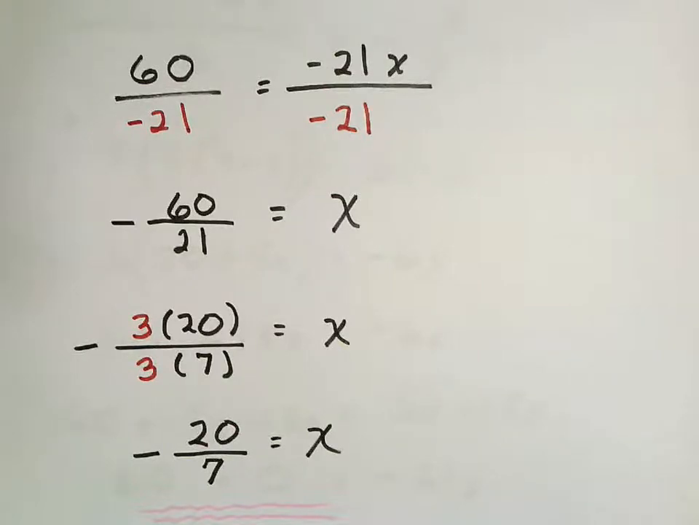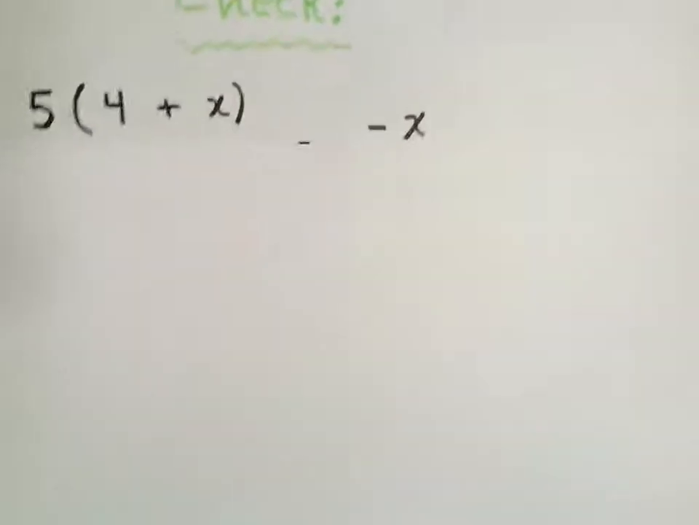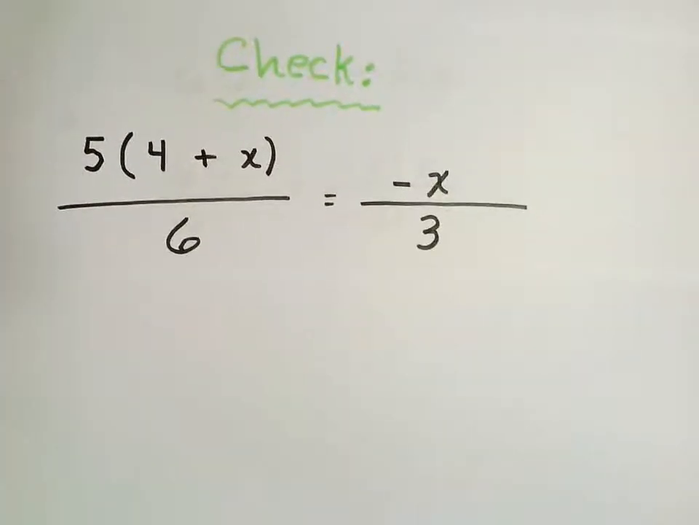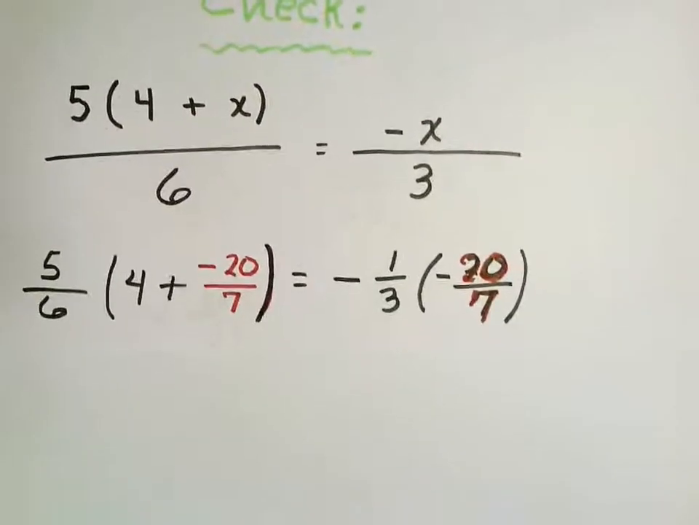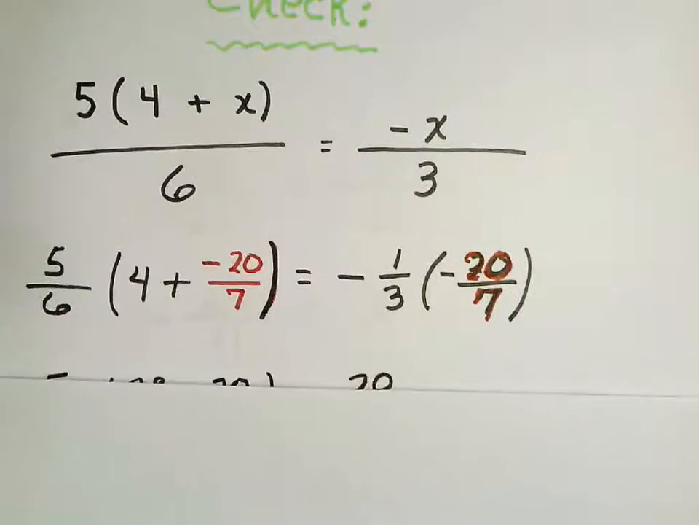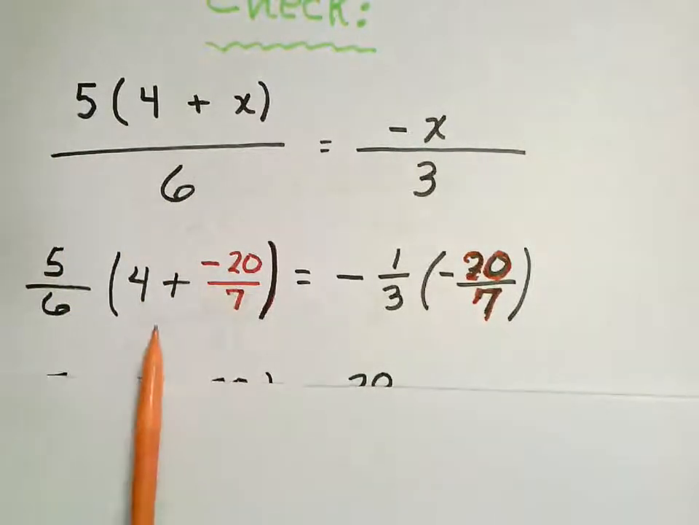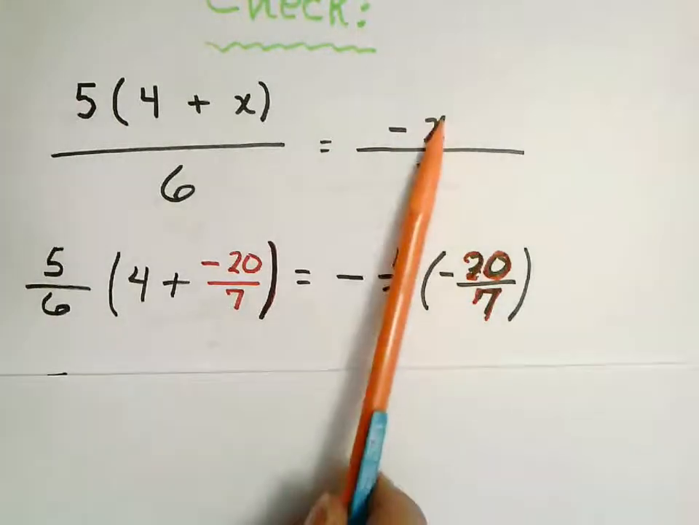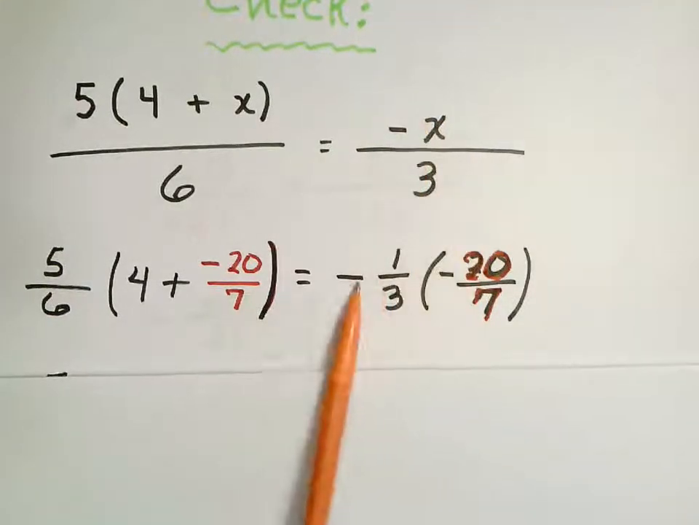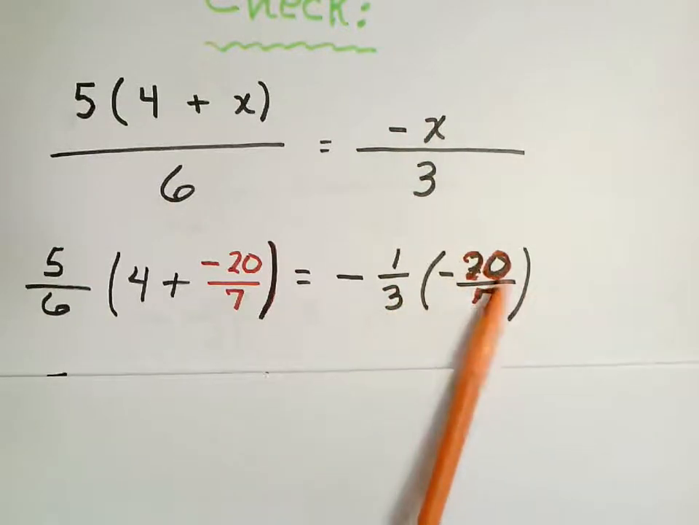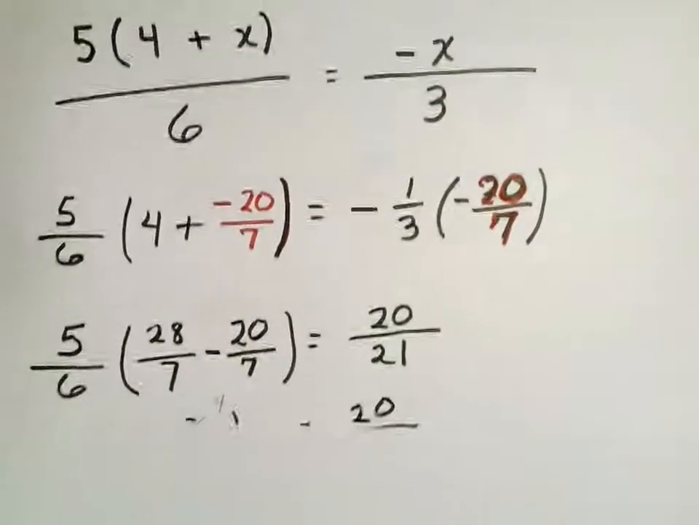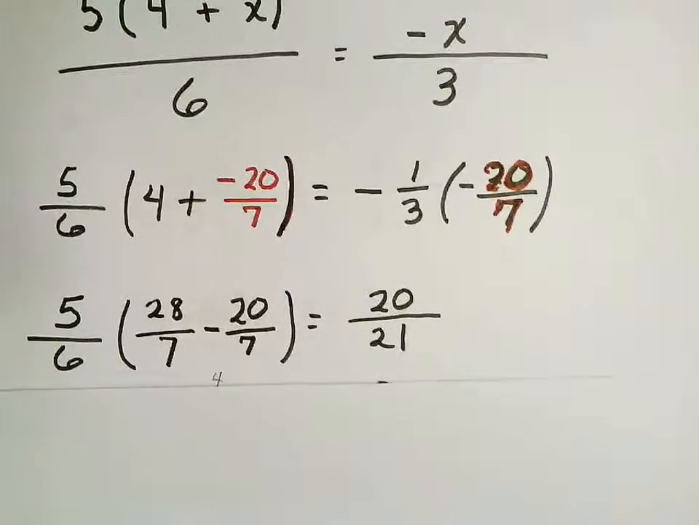Now we've solved the equation. Now we're going to check it. And when we check it, always remember to rewrite the original equation. Then we're going to substitute in for x, which is what I've done right here. So it's 5 times 4 plus a negative 20 over 7. And remember, there's a negative 1 in front of the x in the numerator, so that's negative 1/3 times negative 20 over 7.